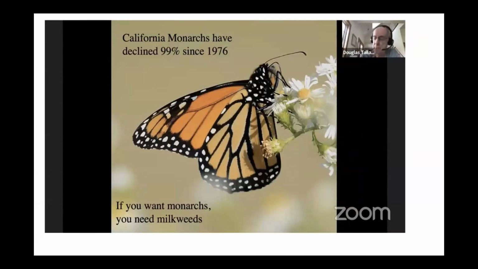And of course, California is in very bad shape now with their monarchs. It declined 99% since 1976 because of the loss of milkweeds. And there are a lot of reasons for the losses. You've had droughts, you've had fires, but habitat destruction, simply removing the milkweeds, is certainly a large one.